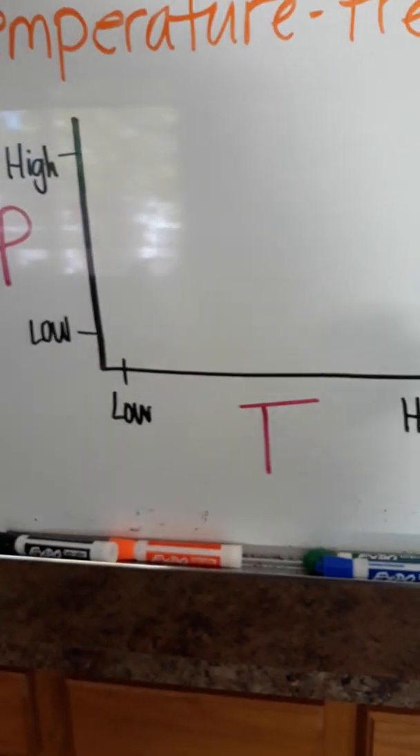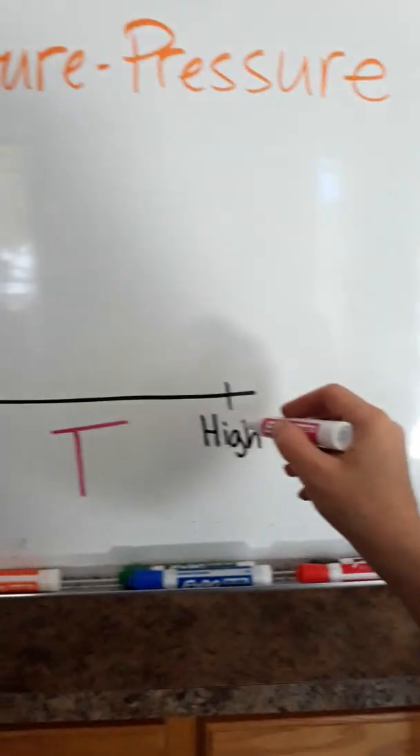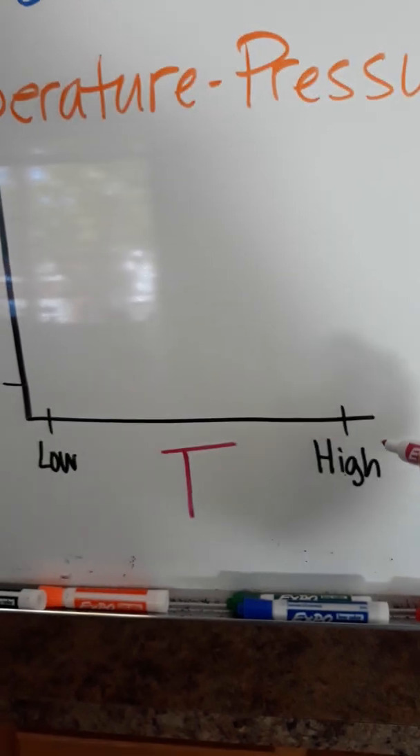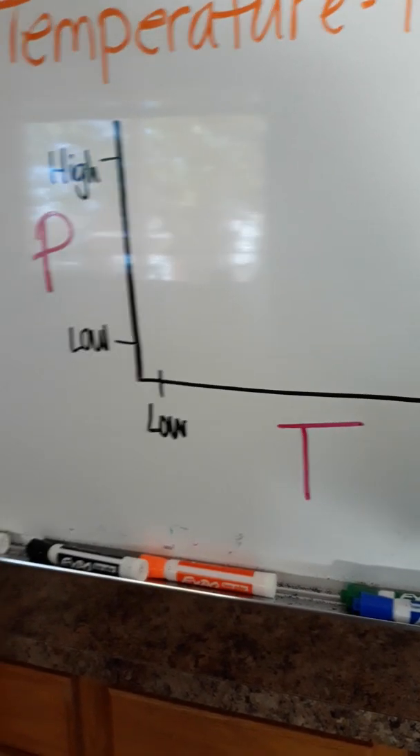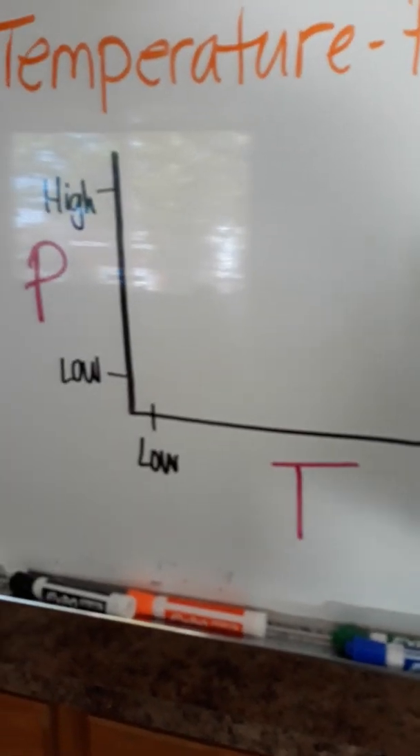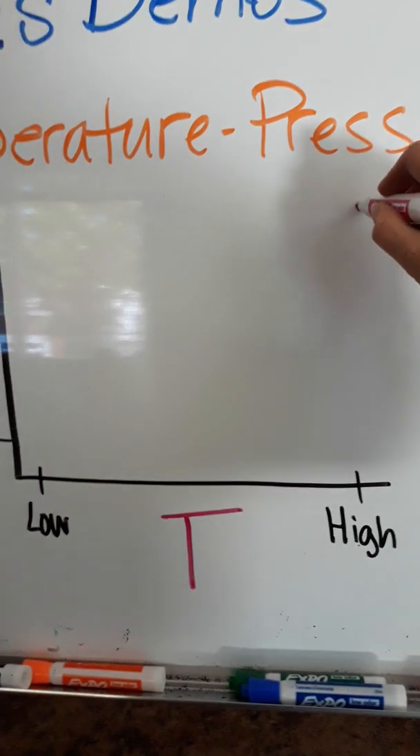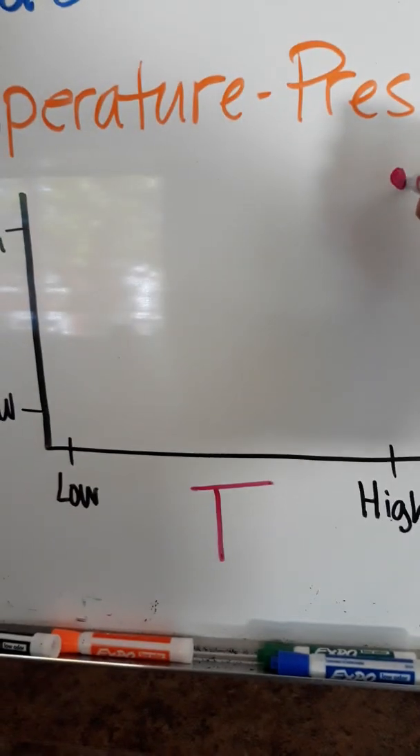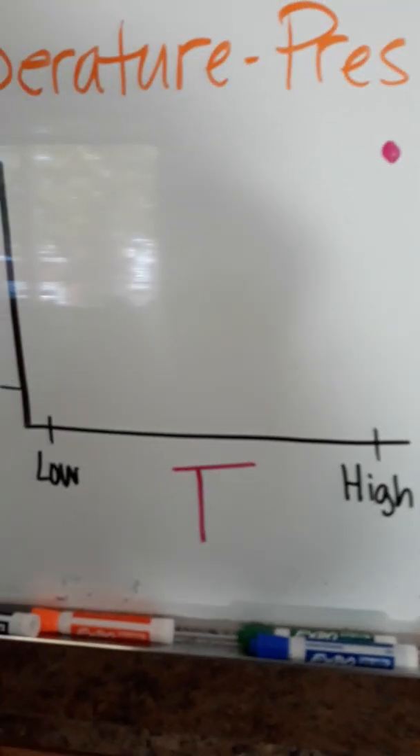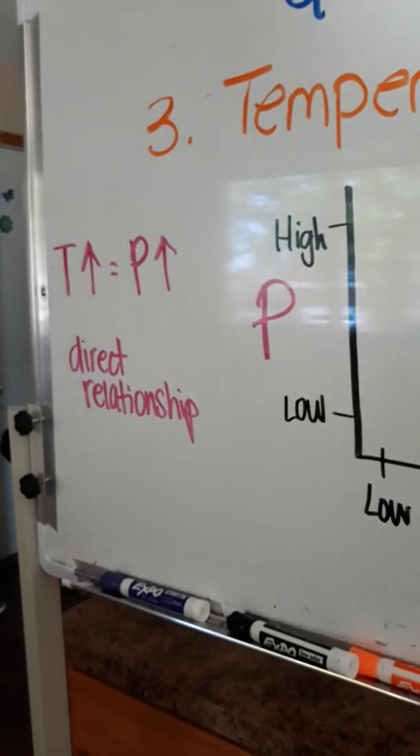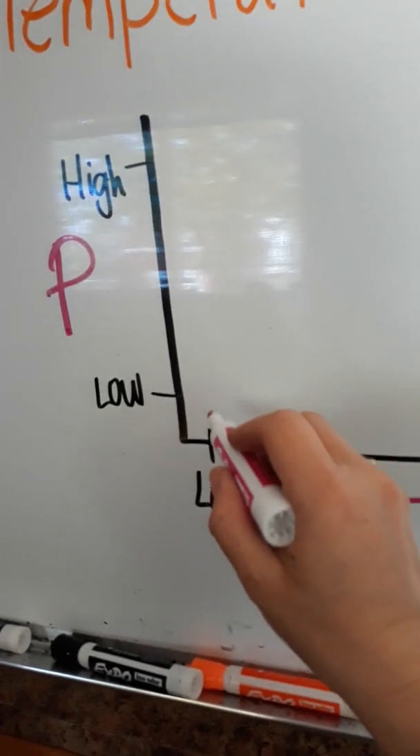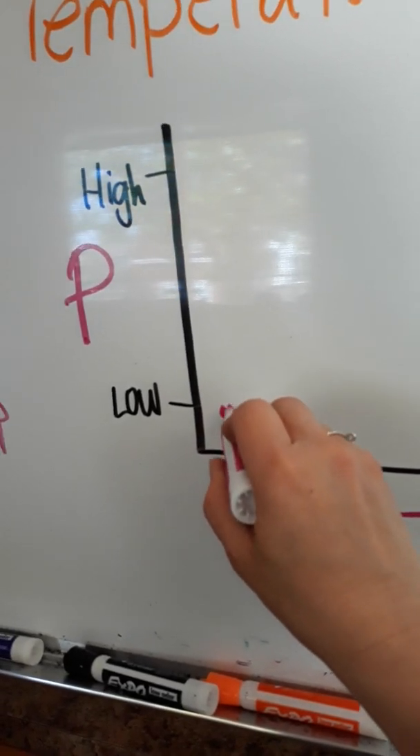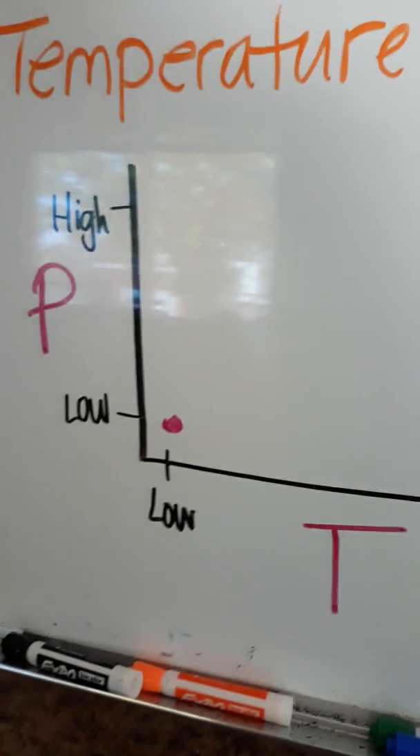As the temperature goes up, so let's look at the high portion here. As the temperature goes up and it's high, what's going to happen to the pressure? Well, look at our relationship. It's going to become high as well. So my dot is going to be way up here in the corner. And since temperature and pressure are going to change in the same direction, as my temperature gets low, so does my pressure. So I'll put my second dot right here.